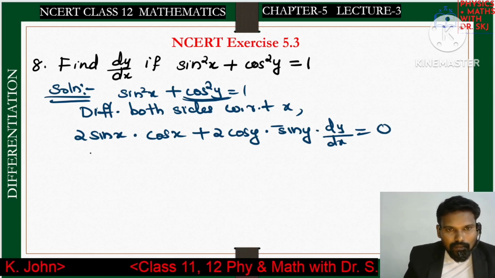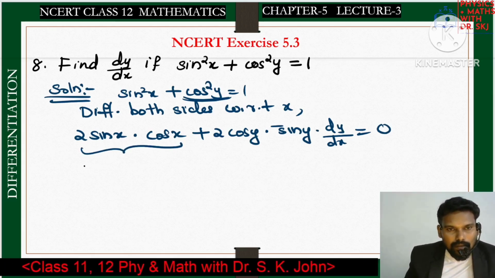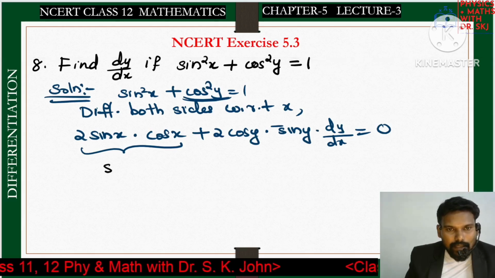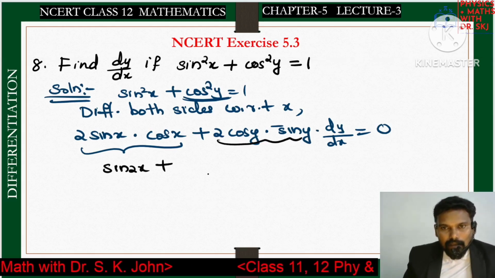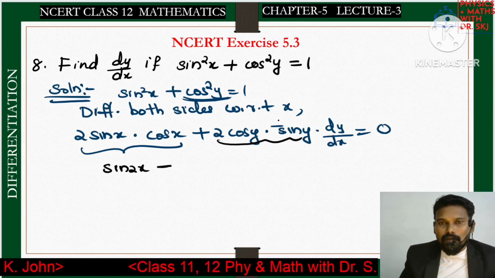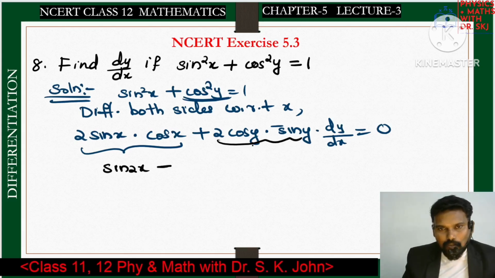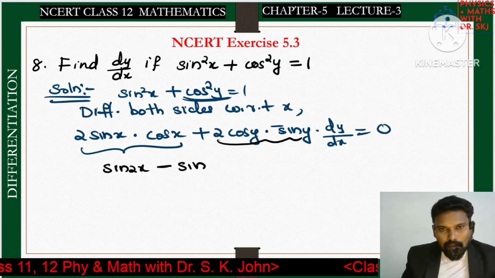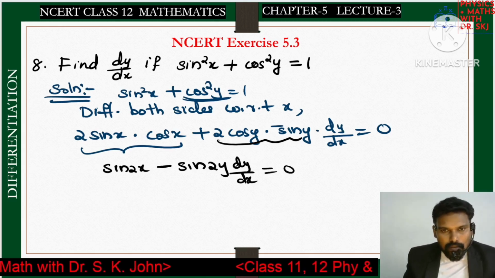Now if we simplify, what is this quantity? It is 2 sine x cos x is sine 2x. So sine 2x plus, what is this quantity? If you take the minus outside, what is this quantity? It is 2 cos y sine y, or 2 sine y cos y, that is sine 2y. Sine 2y dy by dx equal to 0.